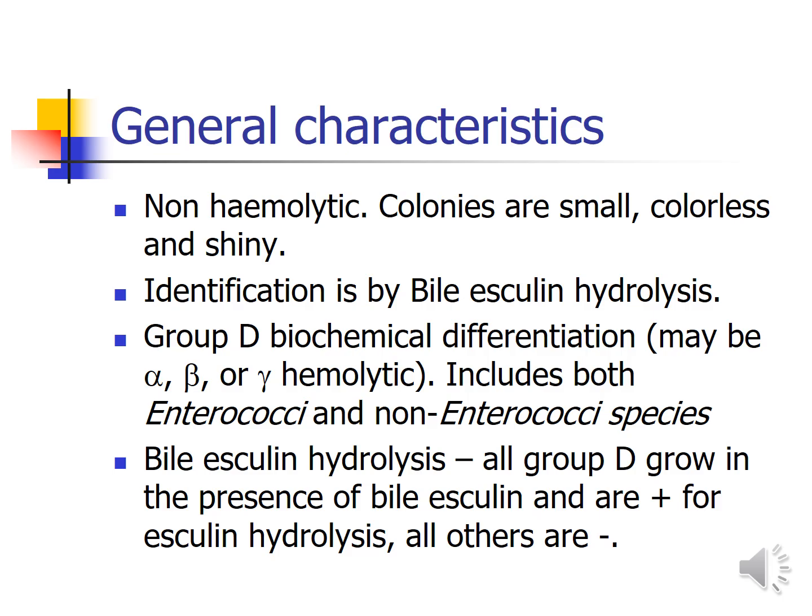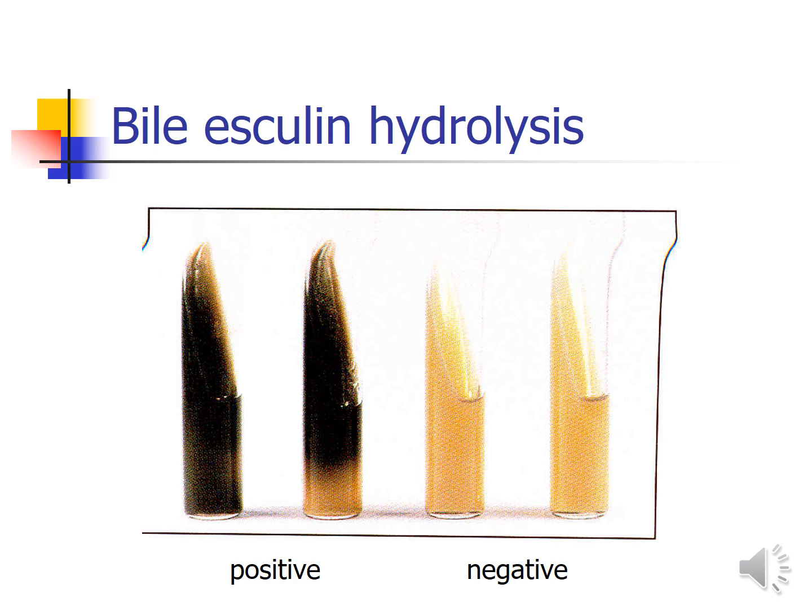These are non-hemolytic. The colonies are small, colorless, and shiny. Identification is done by bile esculin agar. Group D biochemical identification: they may be alpha or gamma hemolytic, which includes Enterococci and non-Enterococci species. Bile esculin hydrolysis: all group D grow in the presence of bile and are positive for esculin hydrolysis, and the rest are negative. Bile esculin hydrolysis is positive by the formation of a greenish color in the slant.